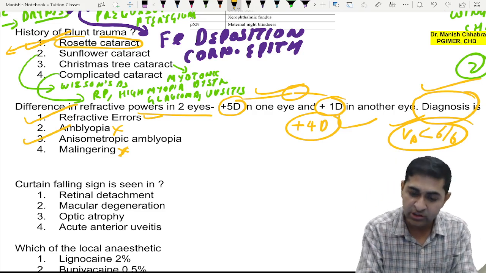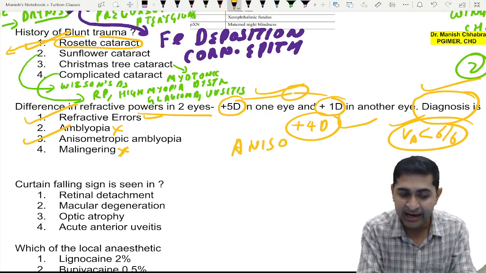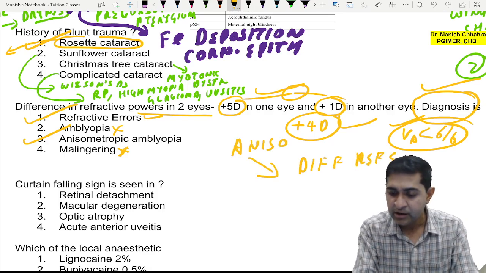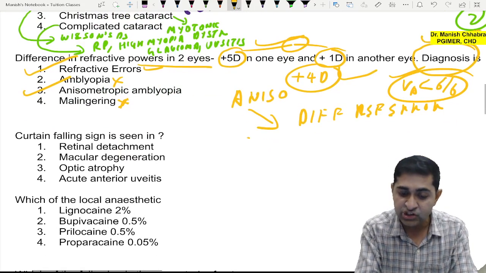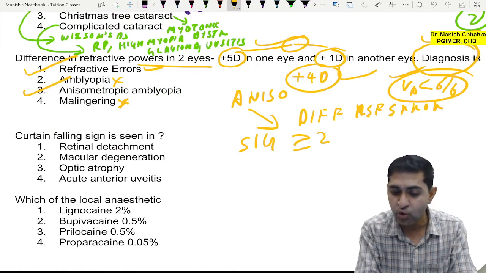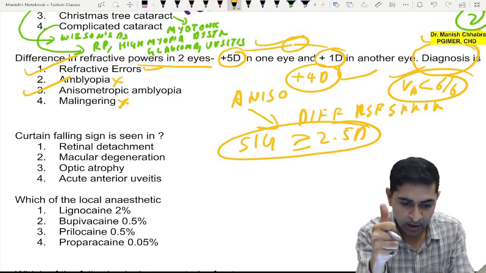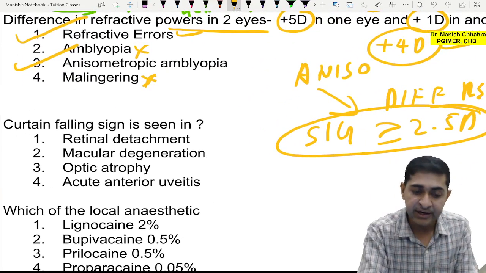Okay, all right, so this is your anisometropia. Anisometropia is a difference in refractive error, and it is significant when it is more than or at least equal to 2.5 diopter. Done. Okay, let's move over to the next question.